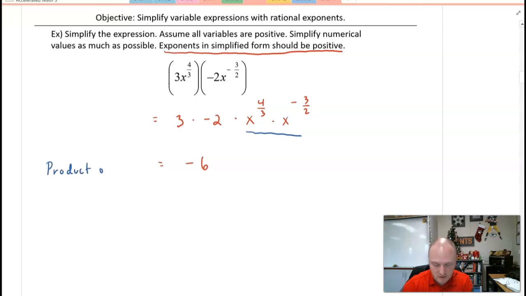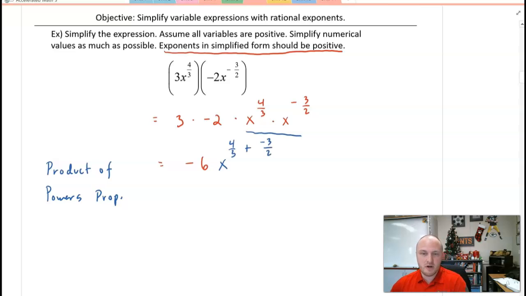Product of powers property. Okay, so I have x to the power of 4/3, and I'm going to add these, plus negative 3/2. Okay, so I want to add exponents, except these exponents are both fractions. So what we have to do is find a common denominator. So I'm going to multiply this side by 3 over 3 to give us a common denominator of 6, and I'll multiply this side by 2 over 2 to give us a common denominator of 6. So we have negative 6 x to the power of 8/6 plus negative 9/6.